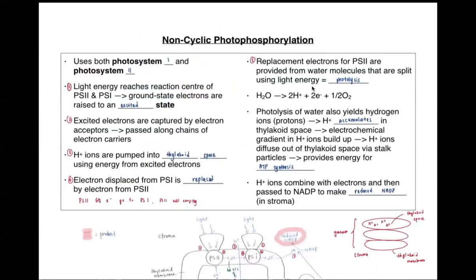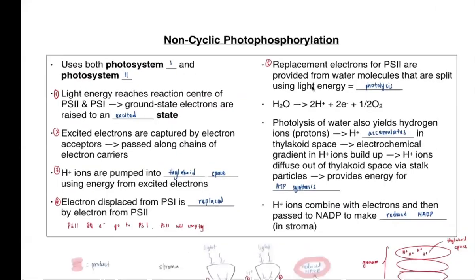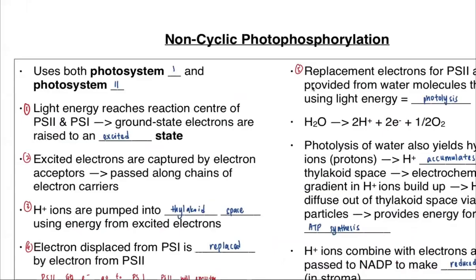Okay, so now we see this photophosphorylation can again be separated into two kinds, the cyclic and the non-cyclic. The non-cyclic uses both photosystem 1 and photosystem 2. If you remember just now, your chlorophyll, or your photosynthetic pigments, are organized into photosystems.